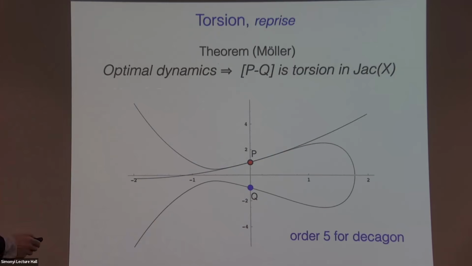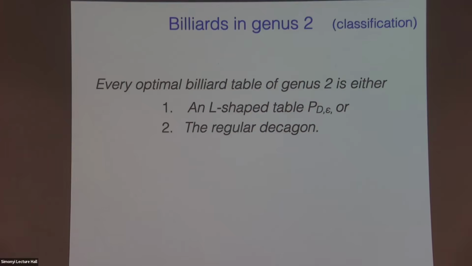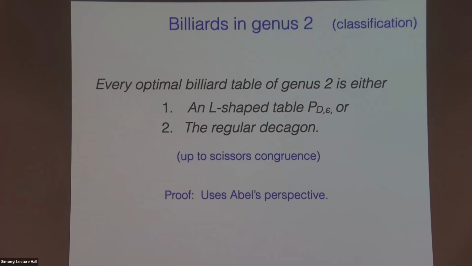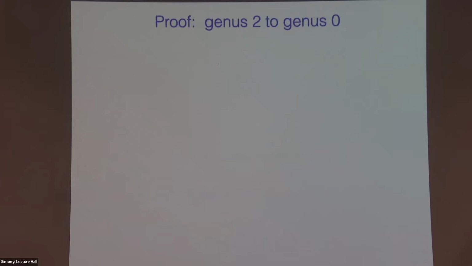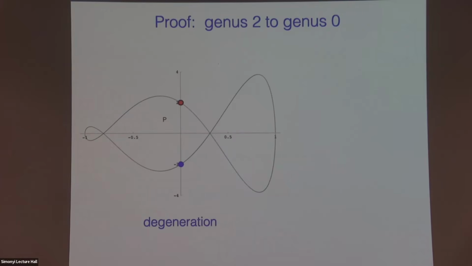In view of this additional constraint, one can make a further argument to show that, in fact, every optimal billiard table of genus 2 is either one of the L-shaped tables, like the one I just showed for Q adjoin square root of 13, or the regular decagon. So indeed, in genus 2, we have a complete classification of the optimal billiard tables. In brief, it uses Abel's perspective plus a degeneration.